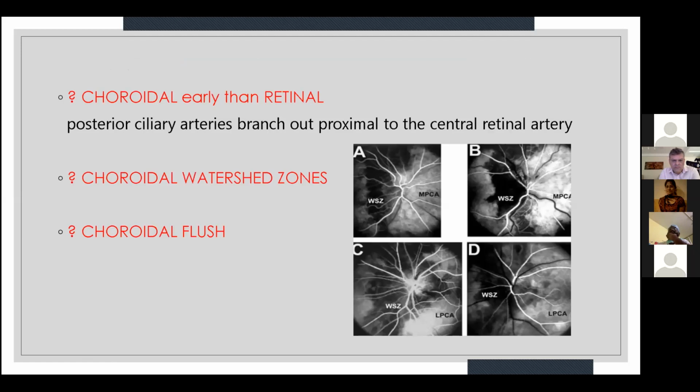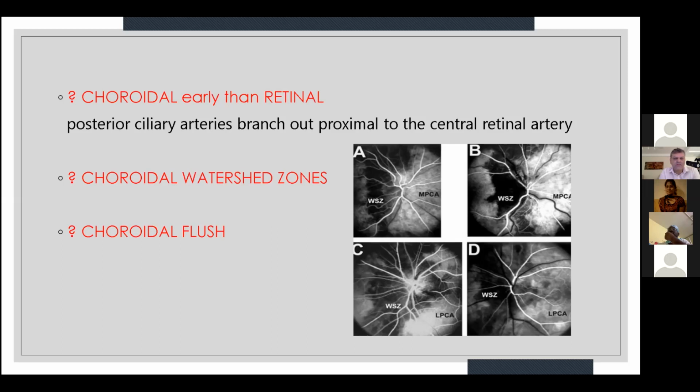The most common questions we will usually be asked are: why is the choroidal phase earlier than the retinal phase, as we can see in the choroidal angiography patterns, what are these choroidal watershed zones, and what is choroidal flush? In order to understand this, even though the posterior ciliary artery and the central retinal artery are branches of the ophthalmic artery, the posterior ciliary arteries usually branch a little proximal to the central retinal artery. Hence, we have a choroidal phase earlier than the retinal phase.